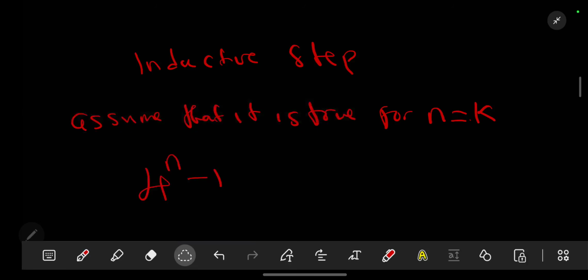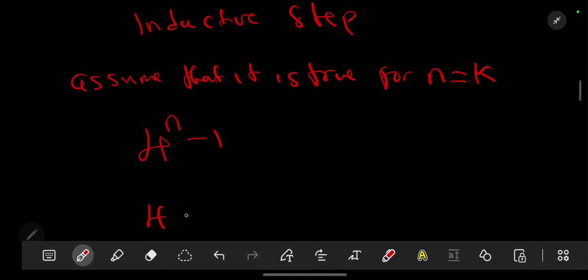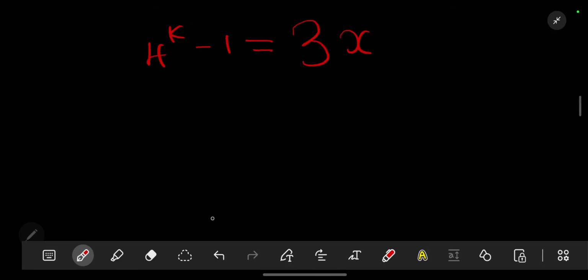Now, let's assume that it is true for n is equal to k. So for where there is n, we are going to say 4 to the power k minus 1 should be equal to 3x. Why put this? A simple example is this. If you are looking at, let's say, 4x like this.